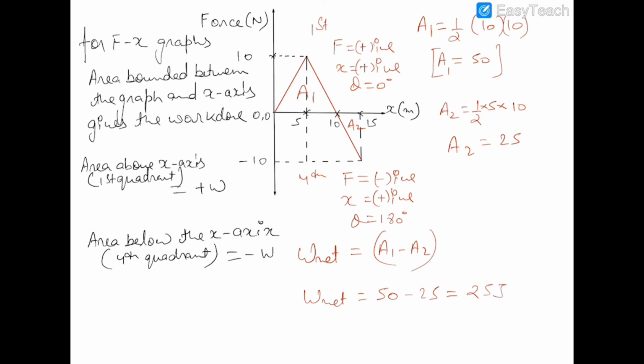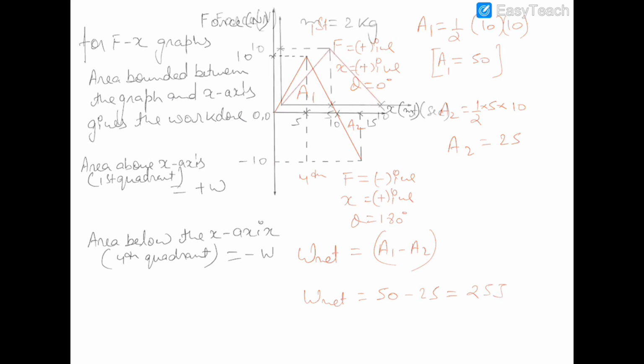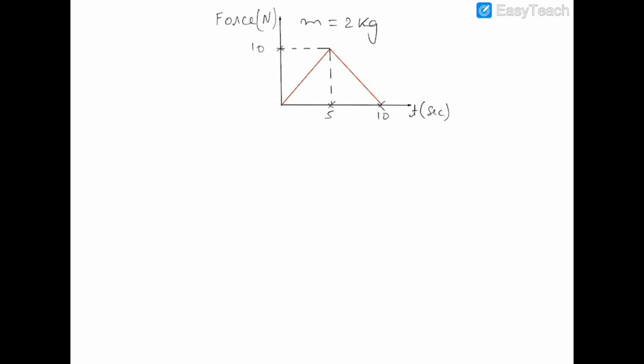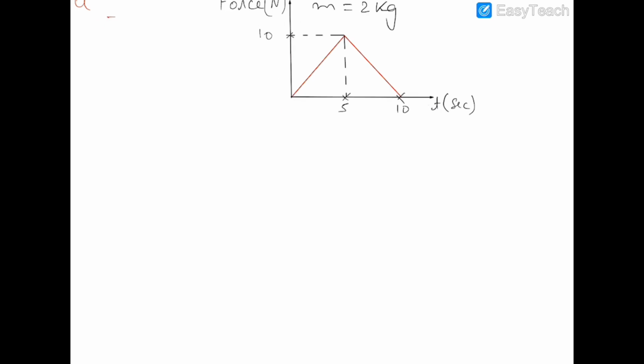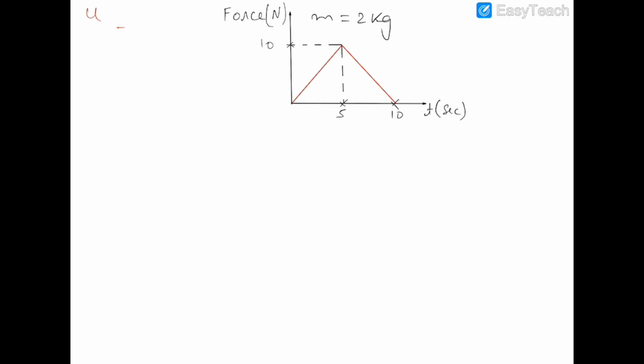Okay. Now I move on to the next question. In this question, there is a graph which is given between the force and the time, and we are also given that the initial velocity of the object which is moving was 0. It is given in the question, and we need to find out the total work done in 10 seconds. This is the question.